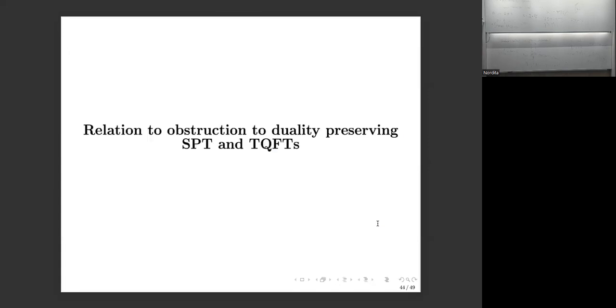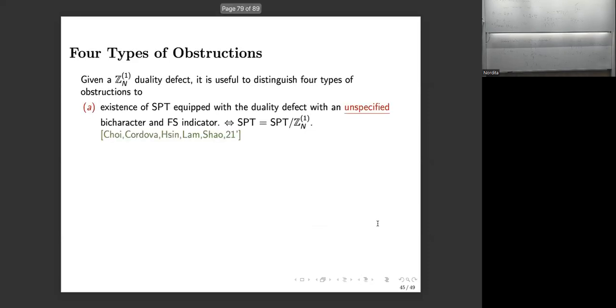Okay, so let me explain the last part. When we have the duality defect, first of all, I'm going to focus on the 4D case because the situation in 2D is a little bit different, but for simplicity, let me focus on 4D. In 4D quantum field theory, suppose it has a duality defect associated with gauging the ZN one-form symmetry, then one may ask 4 different questions regarding the duality defect.